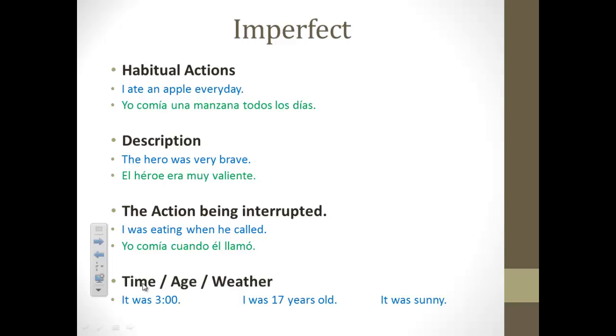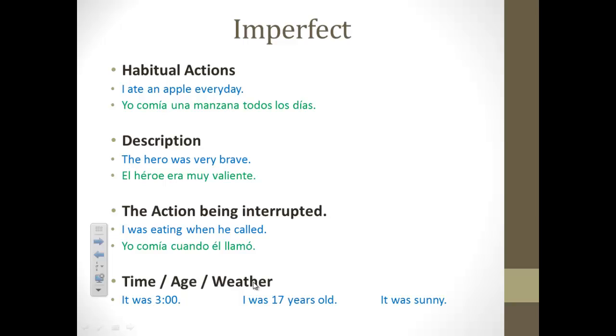Quick reminder, remember when you're telling time, it's always the verb ser. You say es la una, son las dos, etc. When talking about age, you always use the verb tener. When you say tengo 30 años, it's kind of like saying I have 30 years. And most of your weather expressions that you learned last year in Spanish 1 started with the verb hacer. You said hace calor, hace frío, hace viento, etc.